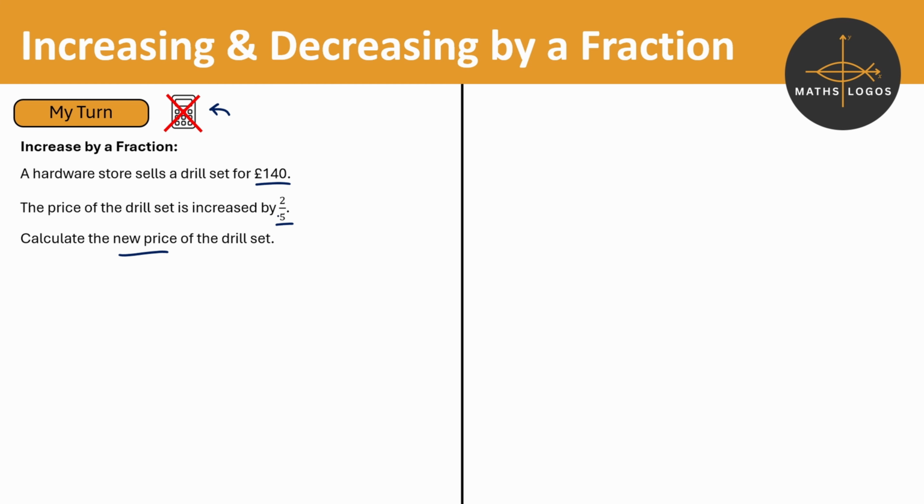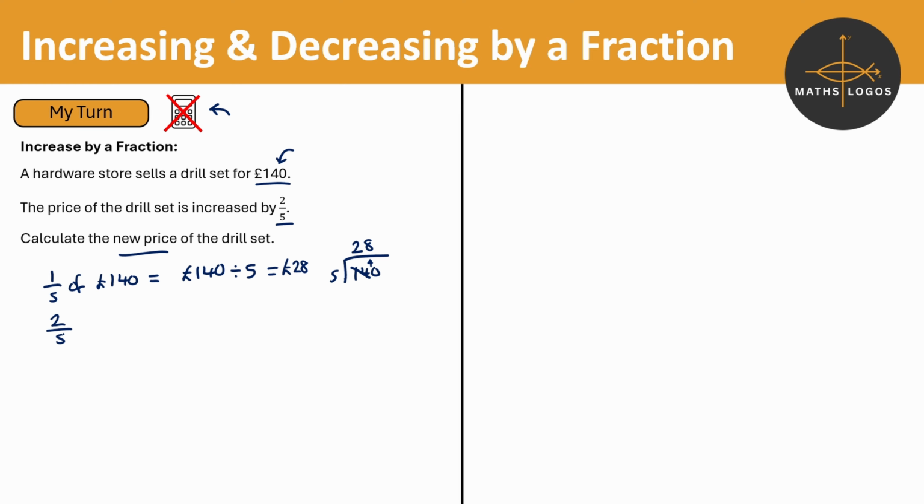Well, I know that the price of the drill set is increased by 2/5, and the 2/5 is 2/5 of the £140. So let's go ahead and start by working out what that is. Well, I know that 1/5 of £140 is equal to £140 divided by 5. I'll do a little bit of short division, so I'll take my 140 and divide it by 5. 5 goes into 14 twice to give me 10 with 4 left over. 5 goes into 40 8 times. So 140 divided by 5 is 28. So that's what 1/5 of 140 is.